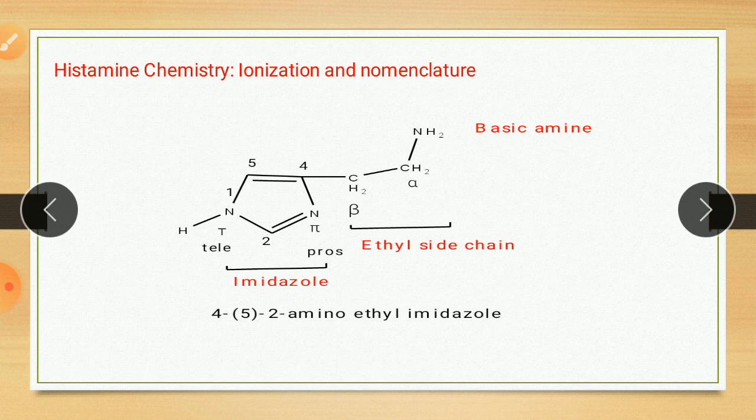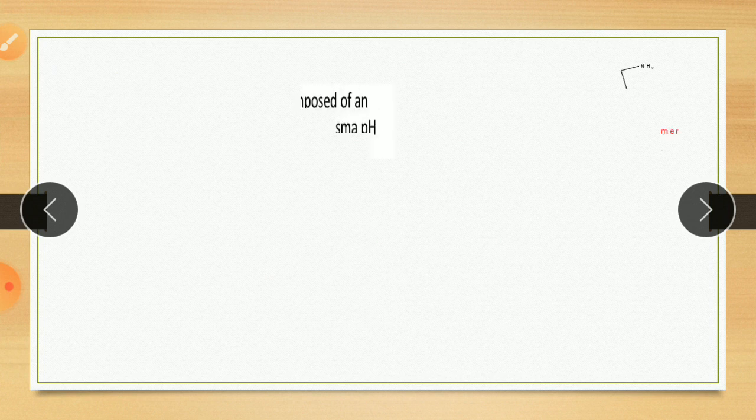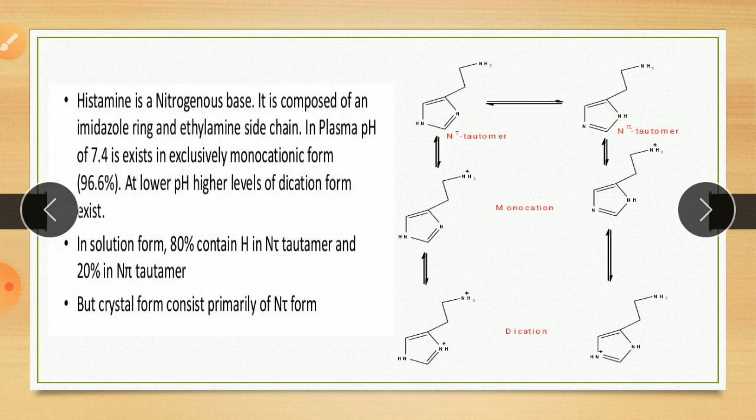Now ionization of histamine. Histamine is a basic compound. The pKa value of pros nitrogen is 5.80, the pKa value of tele nitrogen is 9.4, and the pKa value of alpha nitrogen is 1.4. It is capable of existing as a mixture of different ionic and uncharged tautomeric species.